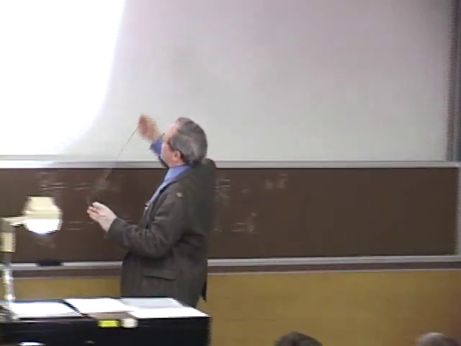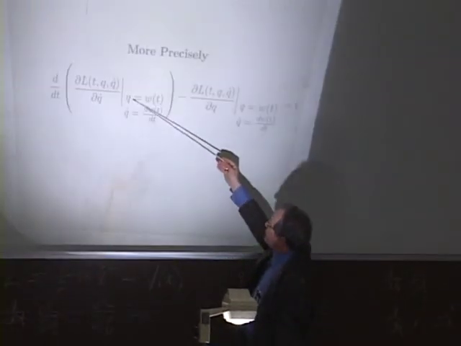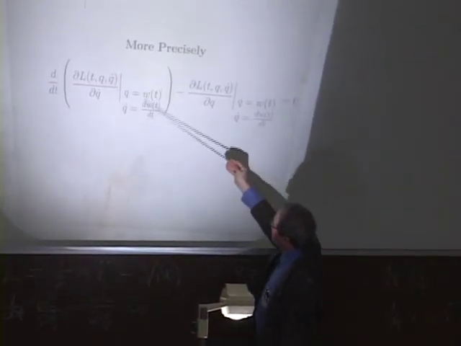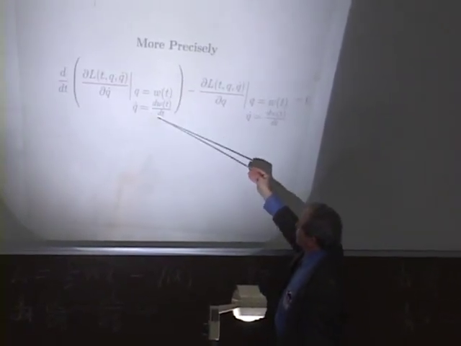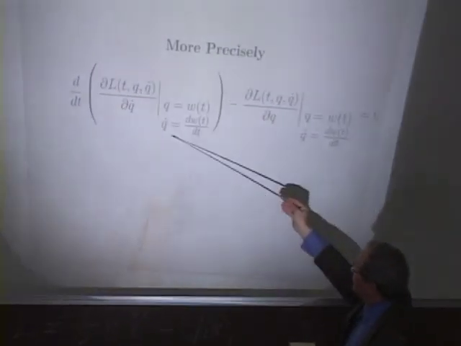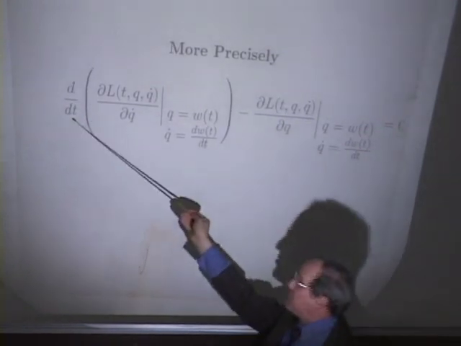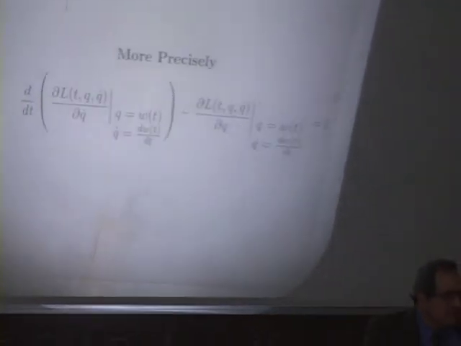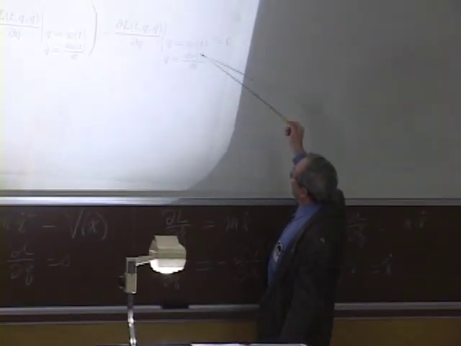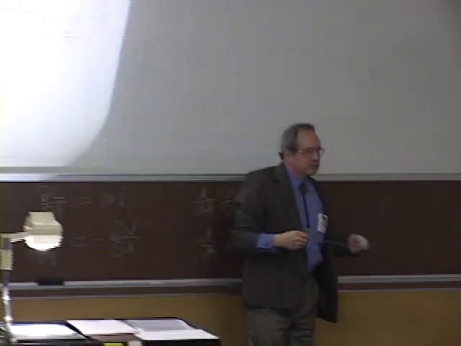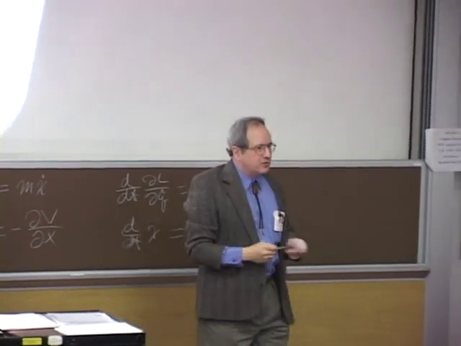Okay, and however, after we've taken this partial derivative, we substitute in the position, the path, and the derivative of the path, that's the time derivative, for q and q dot, producing a function only of time, which then is perfectly possible to take a time derivative of. Okay, and we're comparing that with the forces at that moment, and that should be zero.